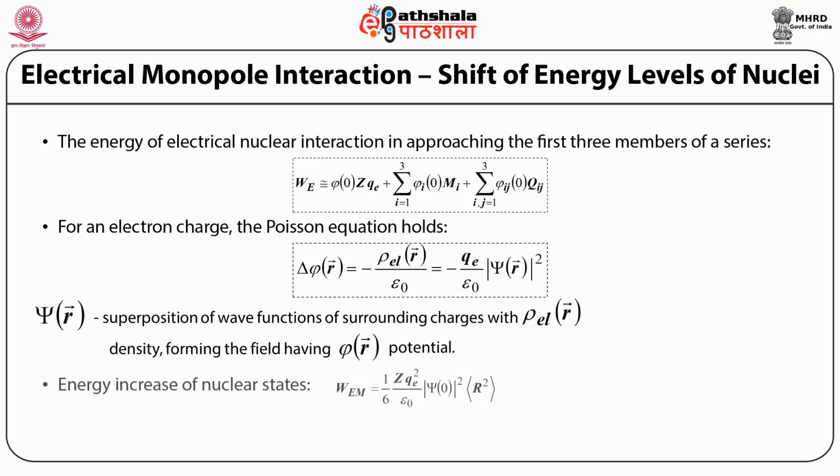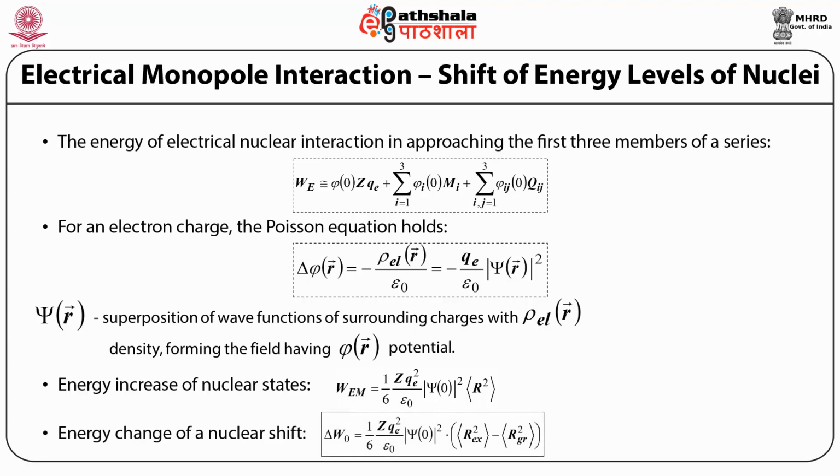The energy increase of the nuclear state is given by one sixth of ZQe square over epsilon naught times psi square at zero times the expectation value of R square. And the energy change of the nuclear shift is given by delta W0 equal to one sixth of ZQe square over epsilon naught times psi square at zero times the expectation value of the square of the radius in the excited state minus the expectation value of the square of the radius in the ground state.